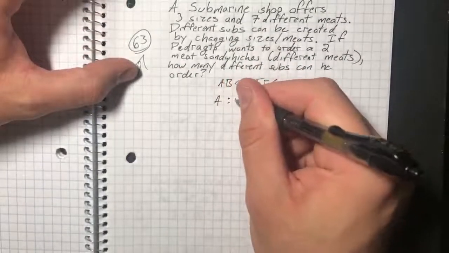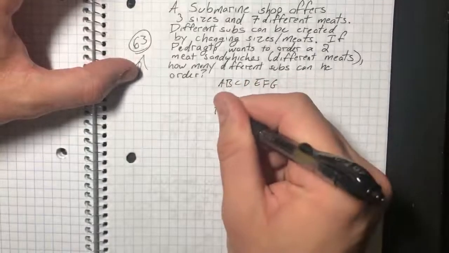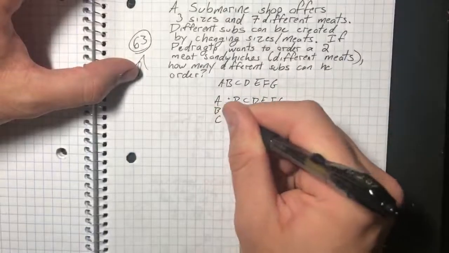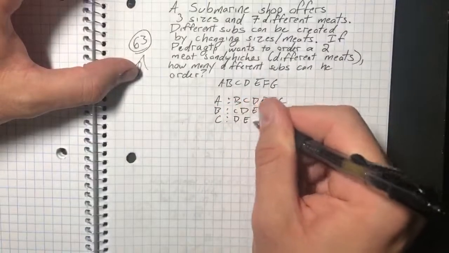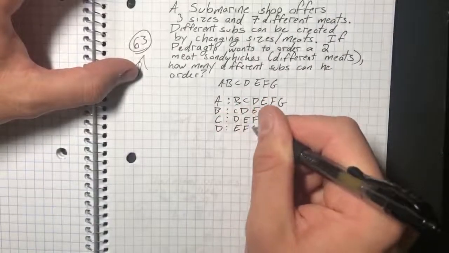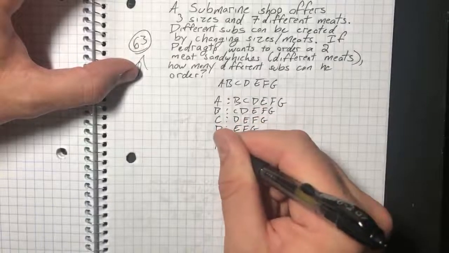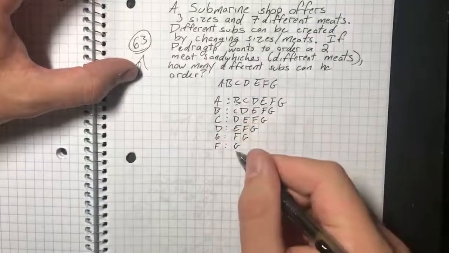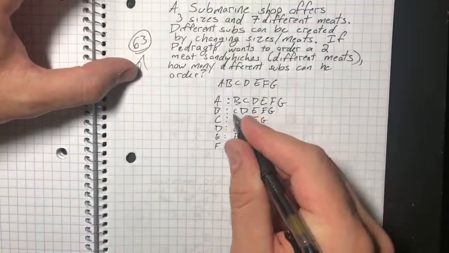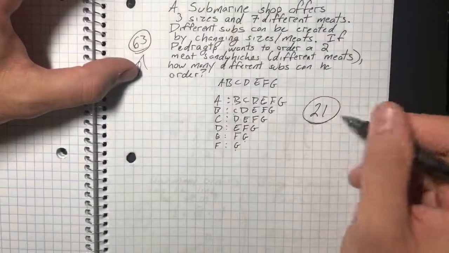A could be B, C, D, E, F, or G. B can be C, D, E, F, G. C can be D, E, F, G. D can be E, F, G. E can be F, G. F, G. How many is that? 1, 2, 3, 4, 5, 6, 7, 8, 9, 10, 11, 12, 13, 14, 15, 16, 17, 18, 19, 20, 21. So that's 21 different pairs we could have.